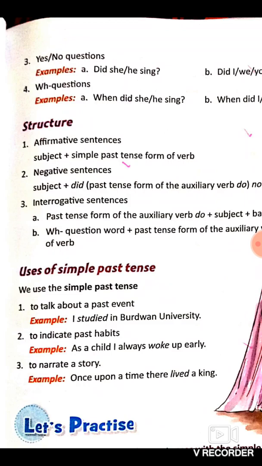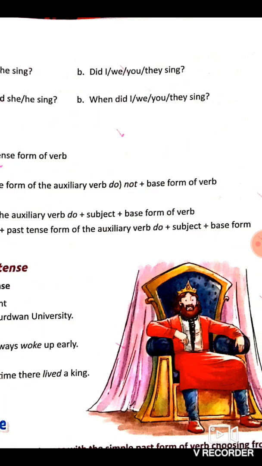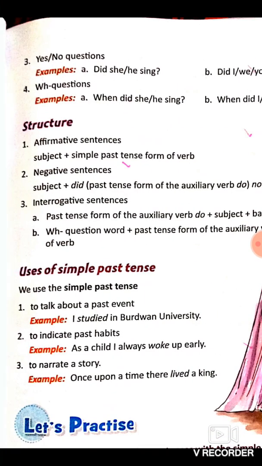For negative sentences, she did not sing the song beautifully yesterday. Here you can see the subject plus did, which is the past tense form of the auxiliary verb do. Then we use the not, the negative word, and then the base form of the verb. So she did not sing the song beautifully yesterday. Sing is the first form of the verb, or the main verb.